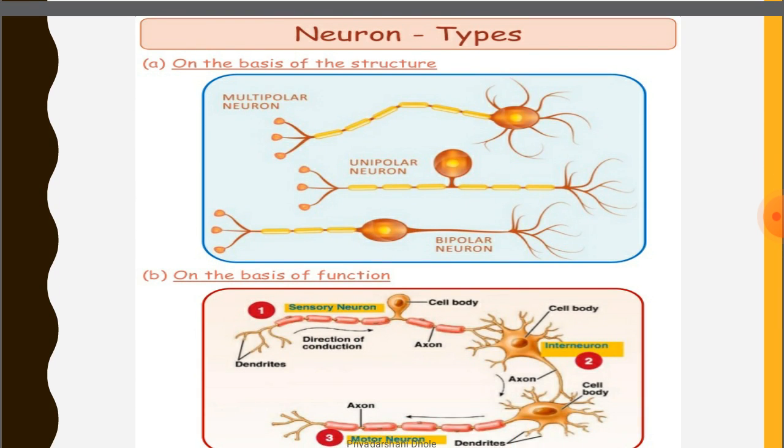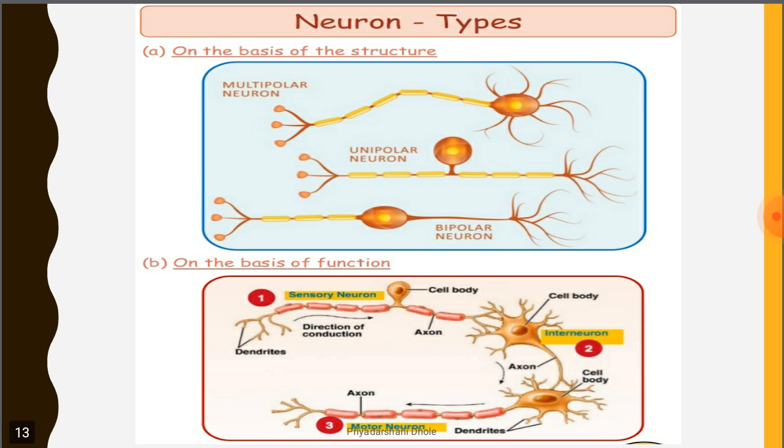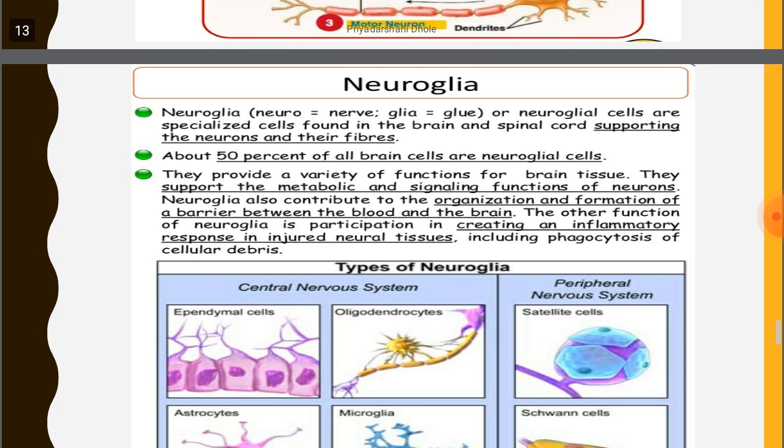Now, neurons are again of two types: on the basis of structure and on the basis of function. On the basis of structure, it depends on how many axons are coming out, and therefore it is called multipolar neuron, then unipolar and bipolar neuron. On the basis of function, there are three types: sensory neuron, interneuron, and motor neuron. Sensory neuron, what is the function? It receives or collects the impulse from the sensory organs, then it goes towards the interneuron, and third is the motor neuron, where the action takes place.